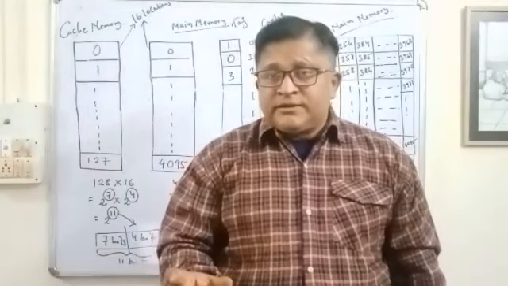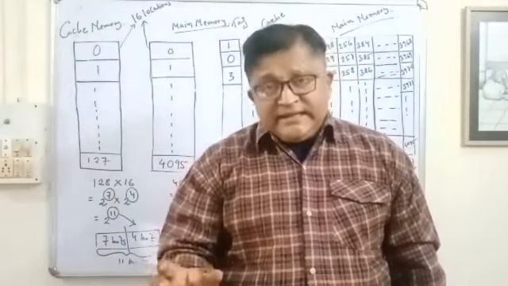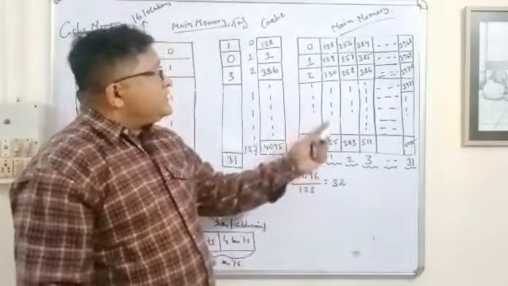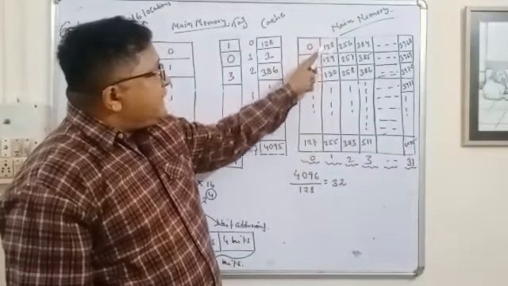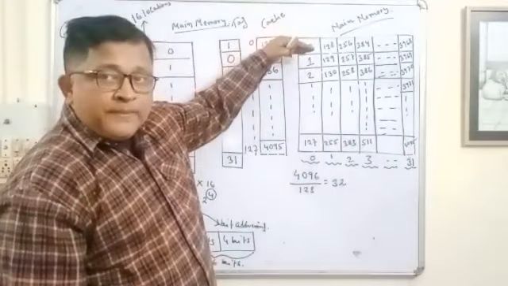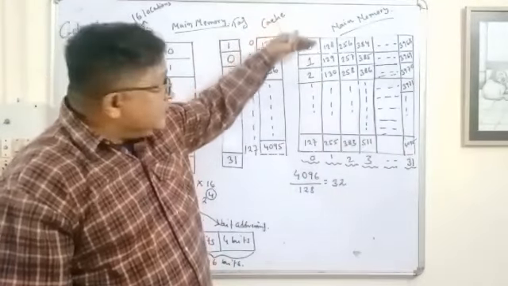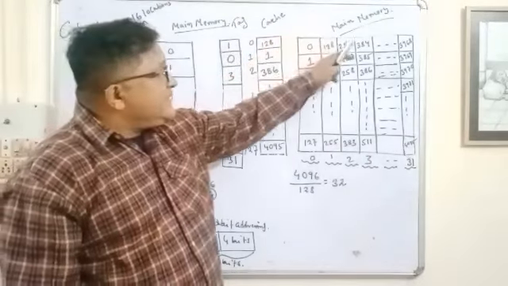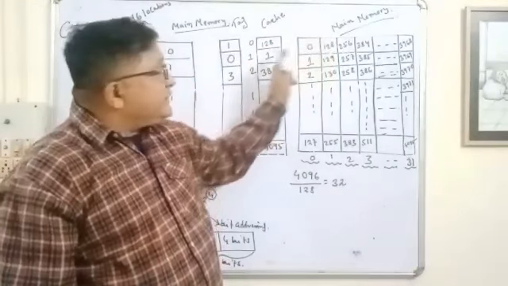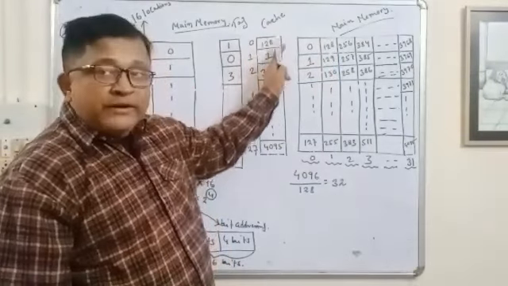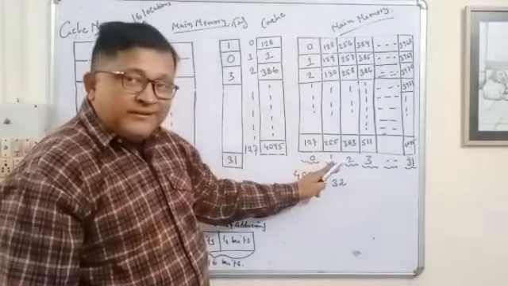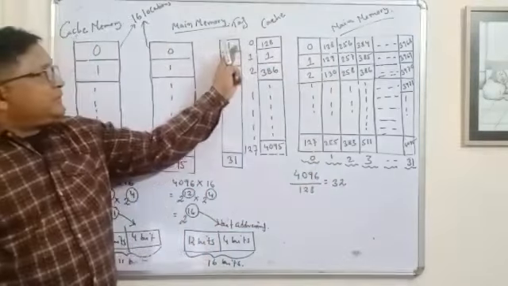By seeing the page of the main memory, one can easily conclude in which frame of the cache memory it is going to be loaded. How? As we see, 128 is a page of the first row, or 0th row, of the main memory. So we can say 128 should be loaded into the 0th frame of the cache memory, and it is taken from block number 1, which is represented by the tag number 1.